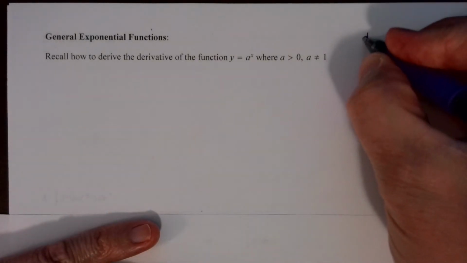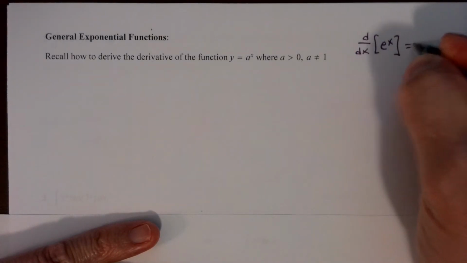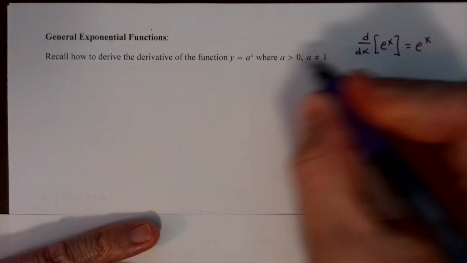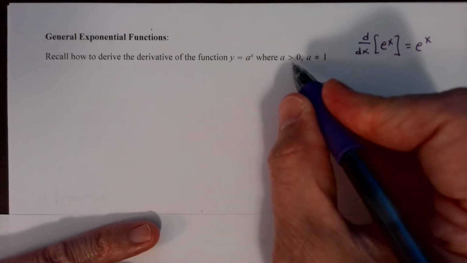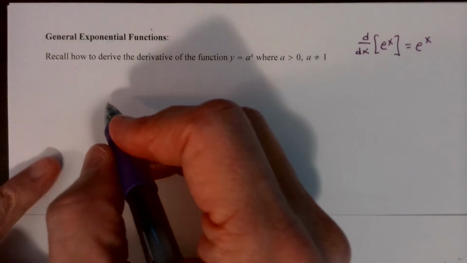I mean, we already know the basic one, right? This one here, if the base a is e. But the base a can be any number greater than 0 that's not equal to 1, right? That's any exponential function. What's the derivative of the general exponential function?